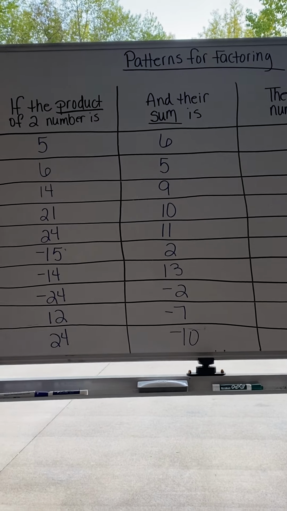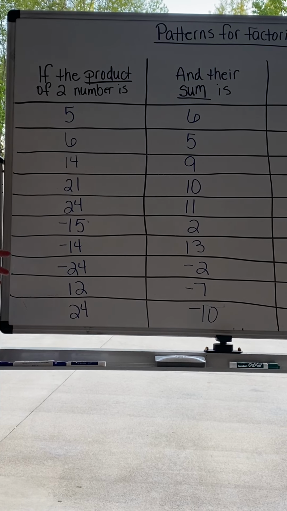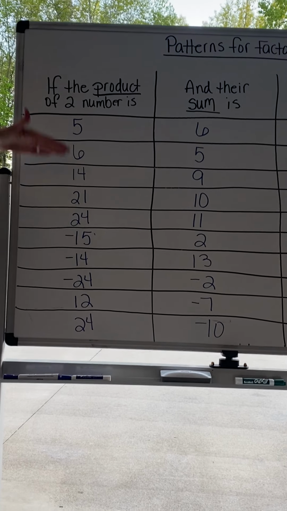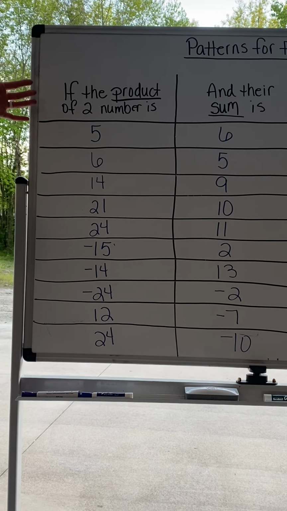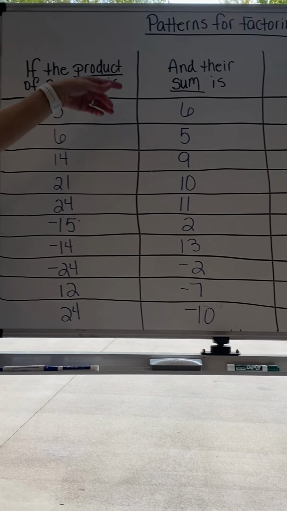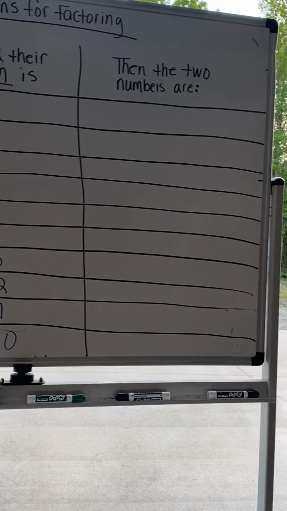So I took some questions. Again, this is similar to what your assignment on Canvas is going to look like for this. So you've got a column of numbers, and the title of the column is if the product of two numbers is, and you've got each one of those, and their sum is, and you have each one of those, then we need to come up with the two numbers.